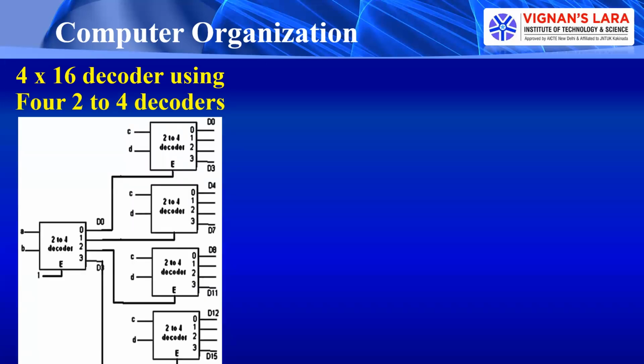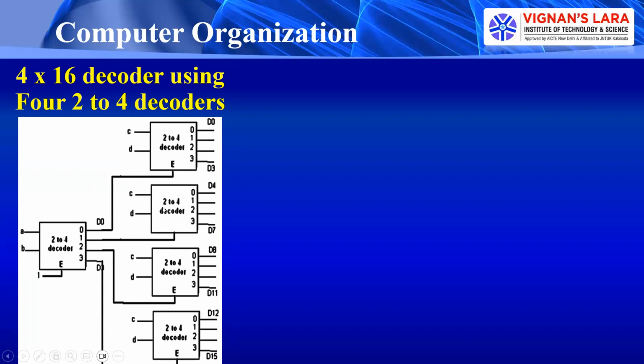The same 4 to 16 decoder we can implement by using 2 to 4 decoders. Actually, we are not using 4, we are using 5. Because at the output side, we are using 2 to 4 decoders, because the required decoder has 16 outputs, but the source decoder has only 4 outputs. 4 into 4, that is 16 outputs.